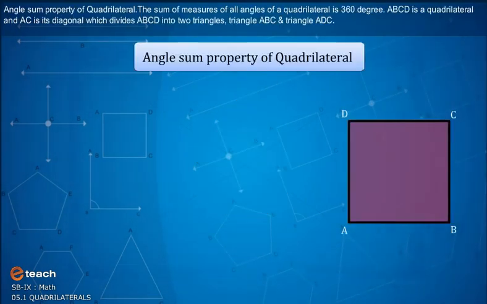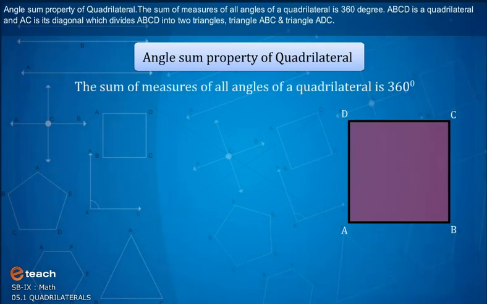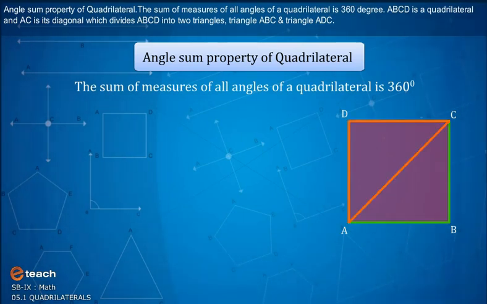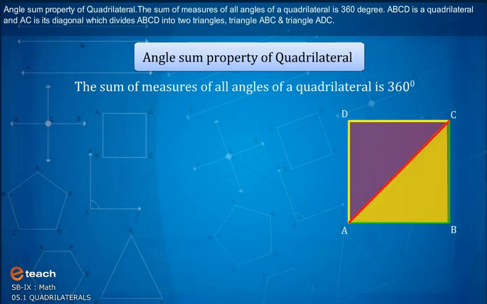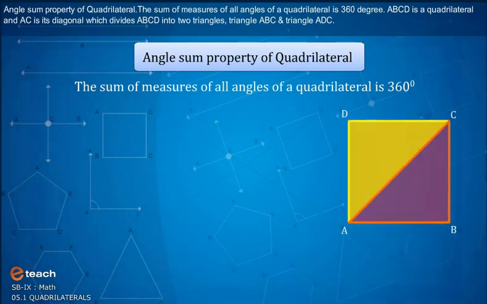Angle. Some property of quadrilateral. The sum of measures of all angles of a quadrilateral is 360 degrees. ABCD is a quadrilateral and AC is its diagonal which divides ABCD into 2 triangles, triangle ABC and triangle ADC.